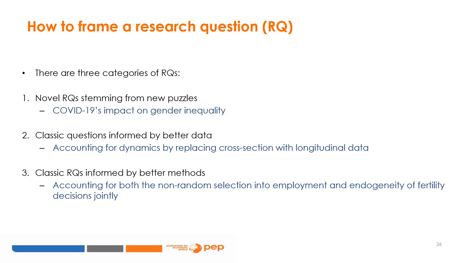To frame your research question, start by knowing which category it will belong to. Oriana Bandiera, mentioned in slide 9, pins research questions to three main types. First, some come from new puzzles. For example, COVID-19's impact on gender inequality. Second, some may revisit current research projects using better data. For example, accounting for dynamics by replacing cross-sectional data with longitudinal data.